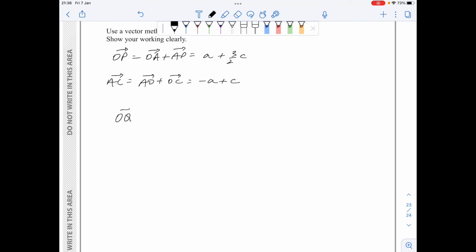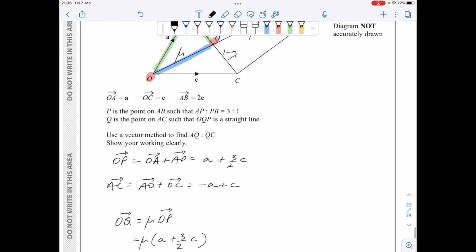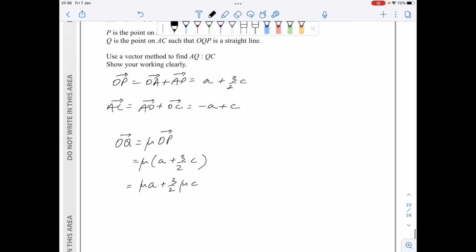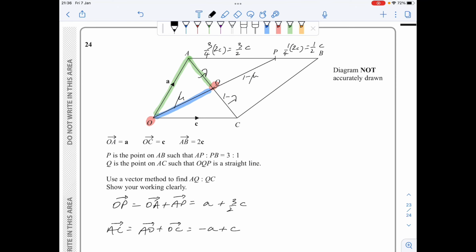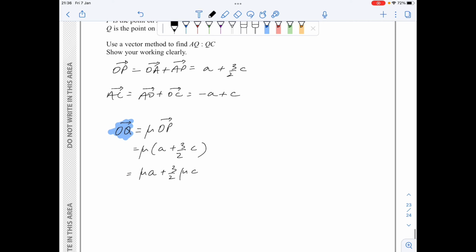OQ is equal to mu times OP, which is equal to mu times A plus 3 over 2 C. When I expand, I get mu A plus 3 over 2 mu C. And that's the direct way, that's the blue vector. Let's do the green one now. OQ is OA plus AQ.